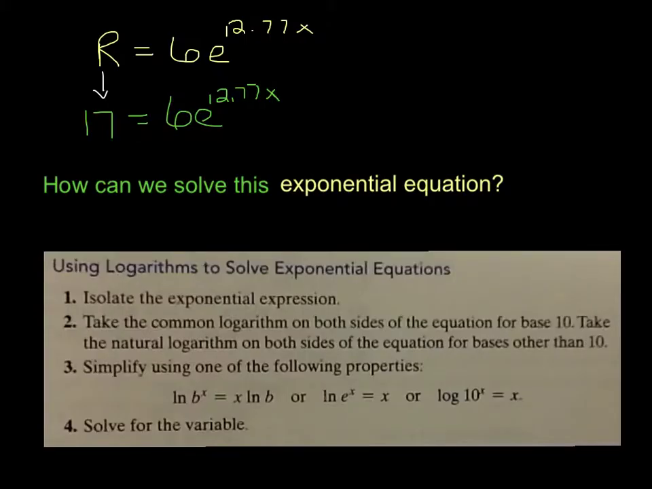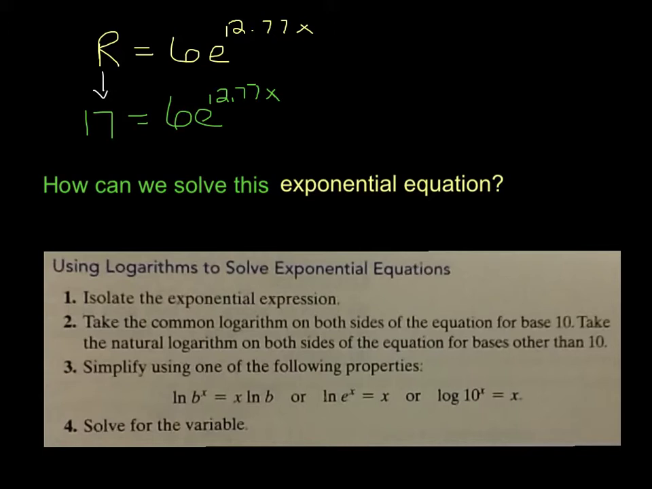Okay, so we've got our exponential equation where they tell us in the problem that the value of r is going to be 17. So we end up with this equation, 17 is equal to 6 times e raised to the 12.77x. So we have what's called an exponential equation because we've got an equation that has an exponential within the equation. So how are we going to solve that? We don't really have any tools for solving that yet.